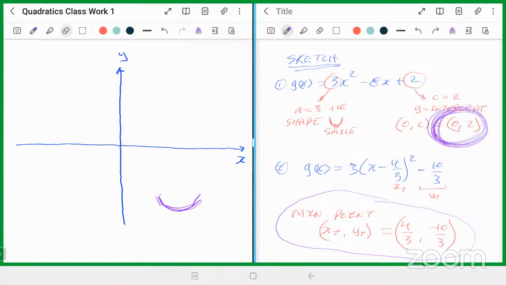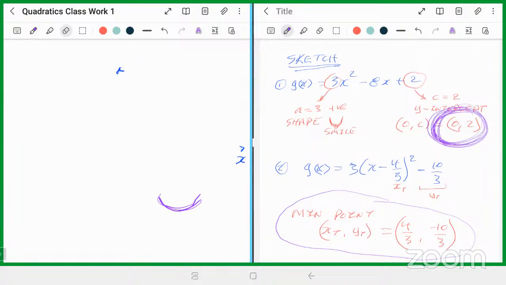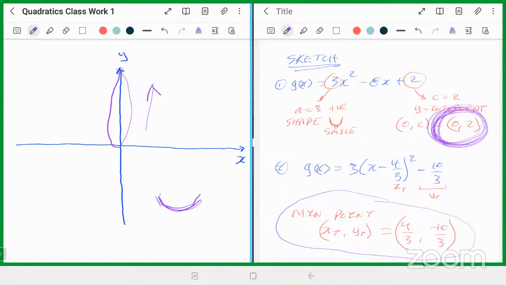Where would (0, 2) be on this graph over here? It has to be somewhere up here where y values are positive. It cannot be down here because down here y values are negative. And it cannot be at the origin because right here, the y value is 0. So it's not there. So we must draw a smile that turns down here and crosses somewhere up here.